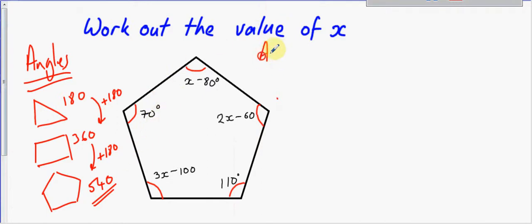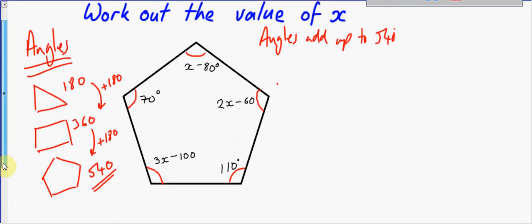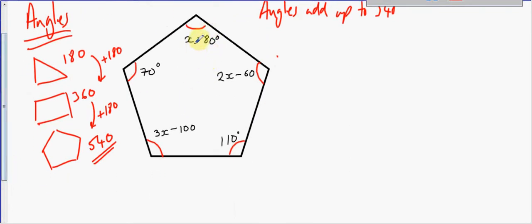Okay, the angles add up to 540. Well, here we go. Let's add up the angles. I'll give myself a bit of room. So first of all, my x's. X and 2x makes 3x, and another 3x makes 6x.